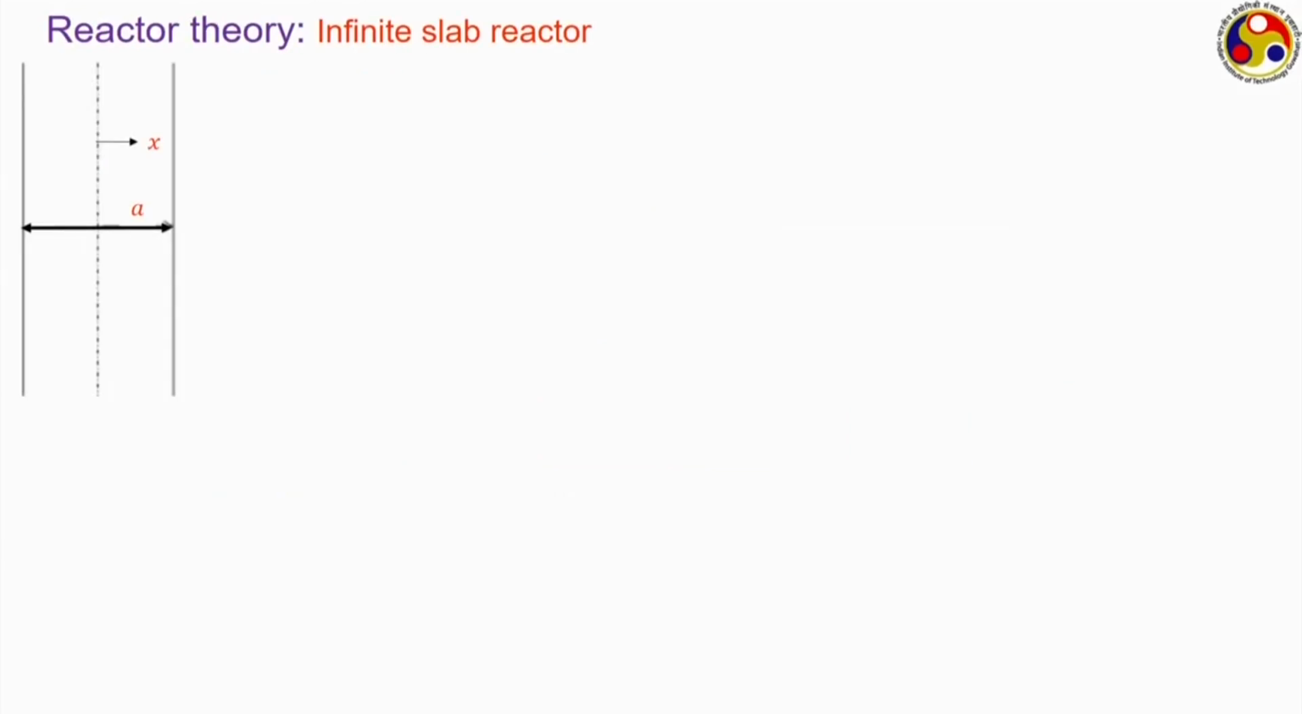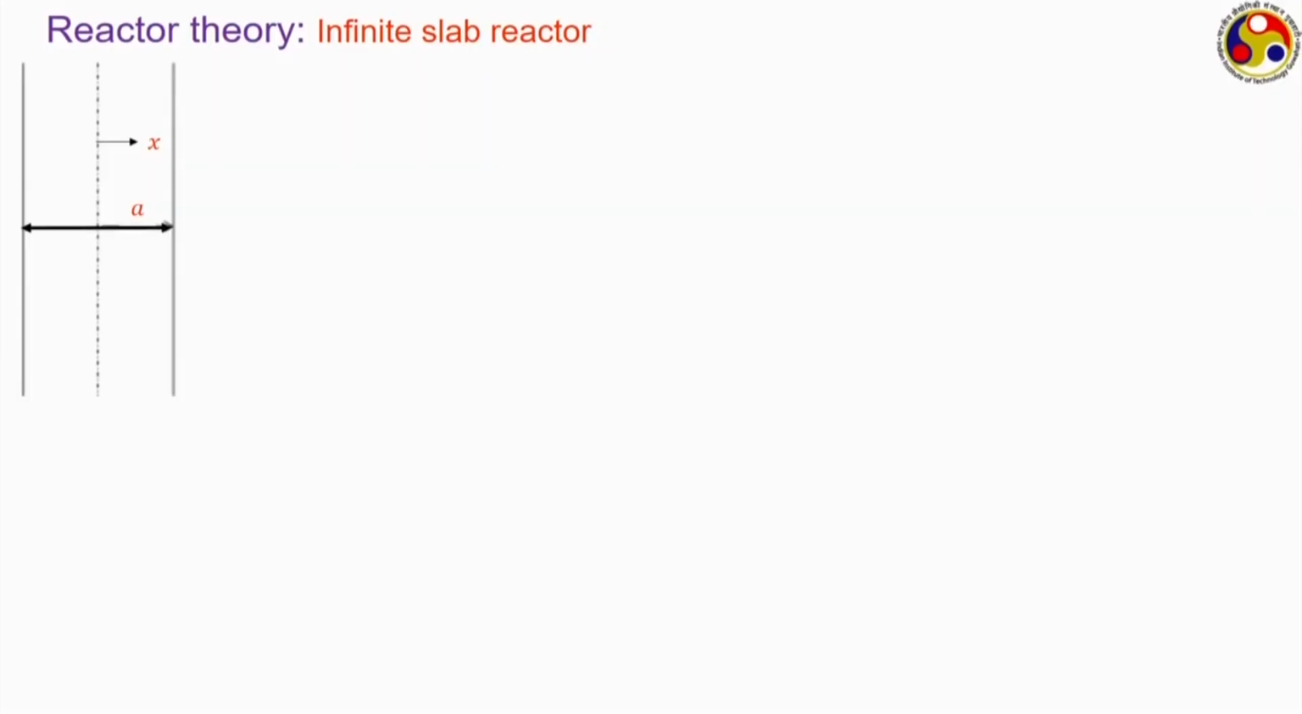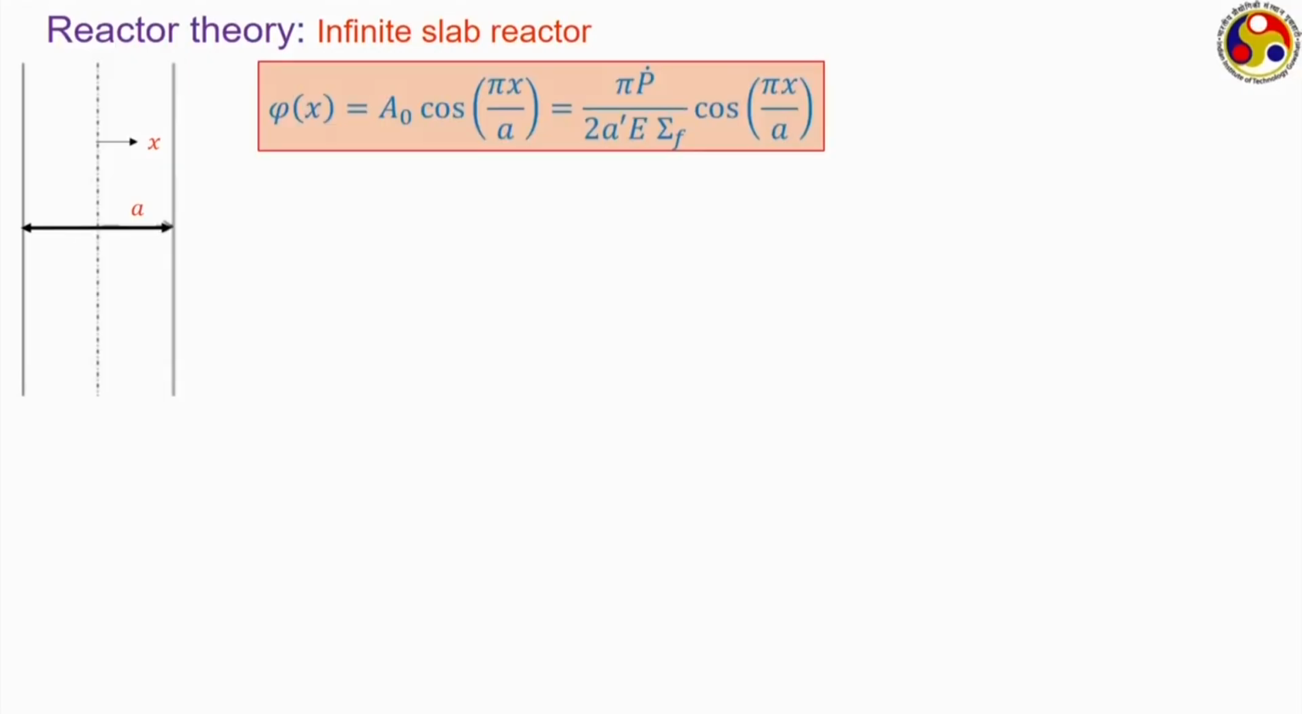So, now we go back to the problem that we solved during the previous lecture. Here the reactor has the geometry of an infinite slab having a thickness of a, and the coordinate direction was taken from the center line. So, we solved this and we got this particular form, where A naught is the coefficient, which can be calculated from the power rating.